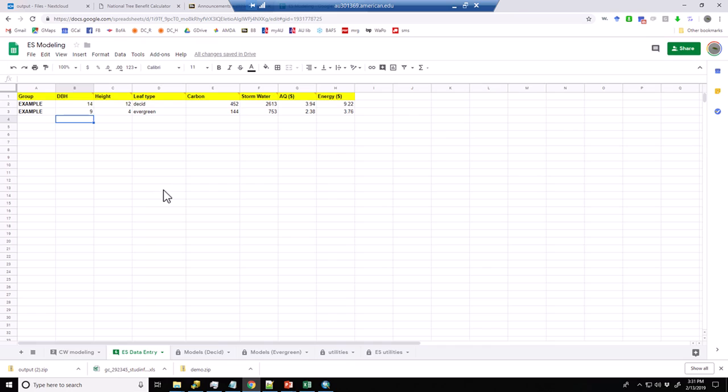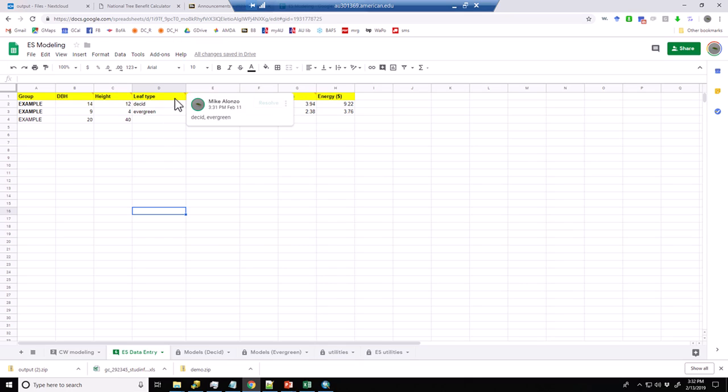But for now, I'm just going to make up some data. I'm going to say my group is still the example group. I have a tree whose DBH was 20 and its height was 40 meters. So we are mixing units here because DBH is going to be in inches and height is in meters, but that's the way we're rolling. That's okay. So all of these column headers have tips to help you along when you need it.